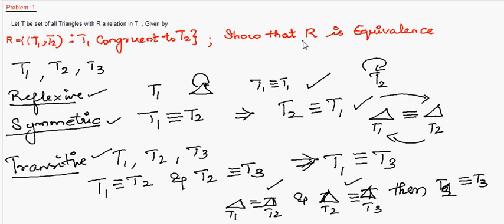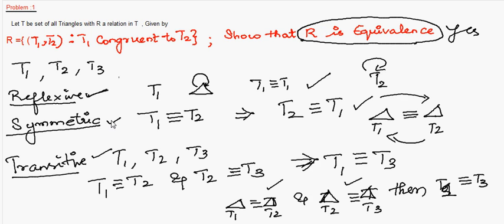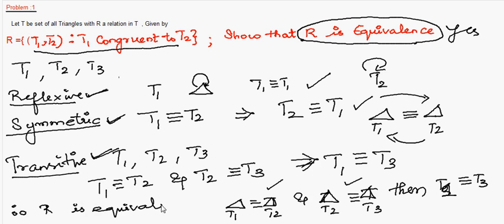Then we can say that the given relation R is equivalence. Yes, it is equivalent because all the three properties are met and hold good for this particular relation. Therefore, the given relation R is equivalent. Hence, I hope you are clear with this.